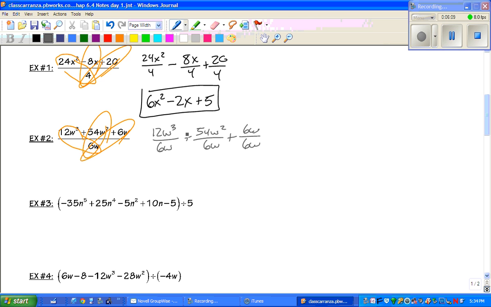12 divided by 6 is 2. Now w cubed over w, remember we subtract those, and that's where w squared comes from. 54 divided by 6 is 9, and the top wins by 1. And then 6w divided by 6w, we get 1. And that's written in standard form.